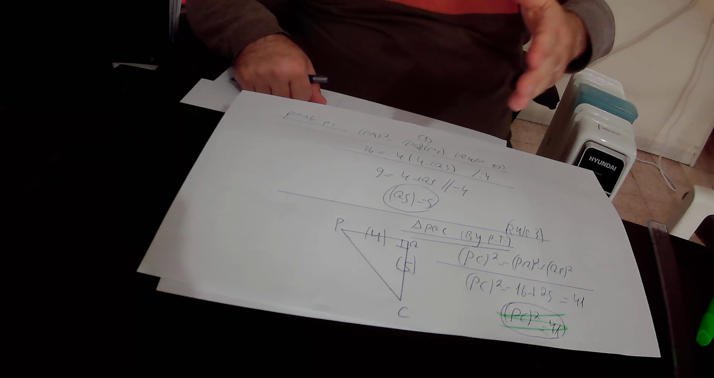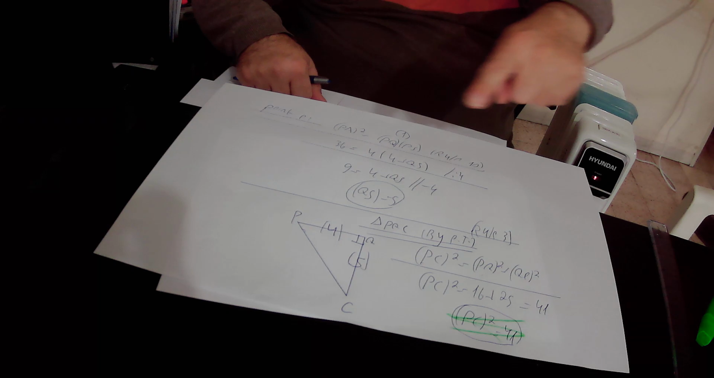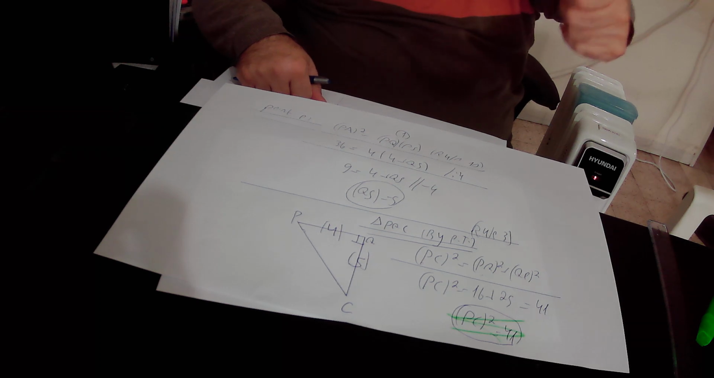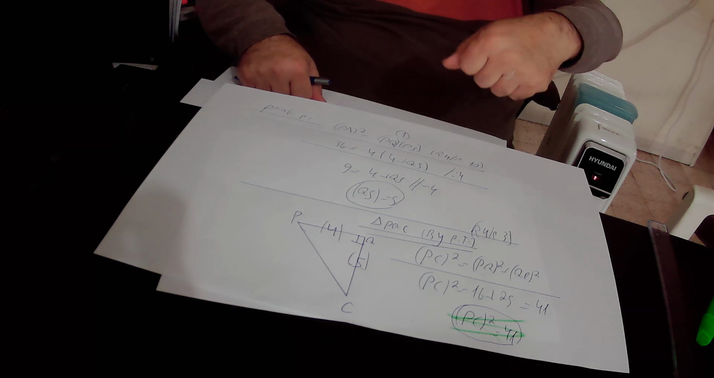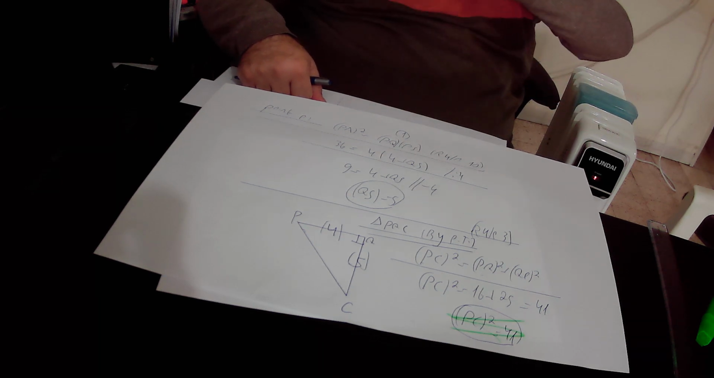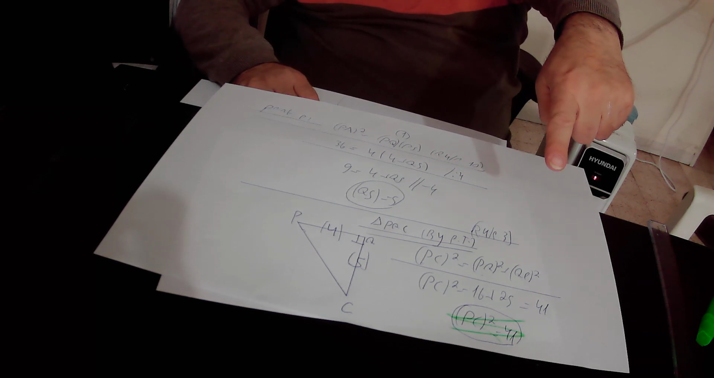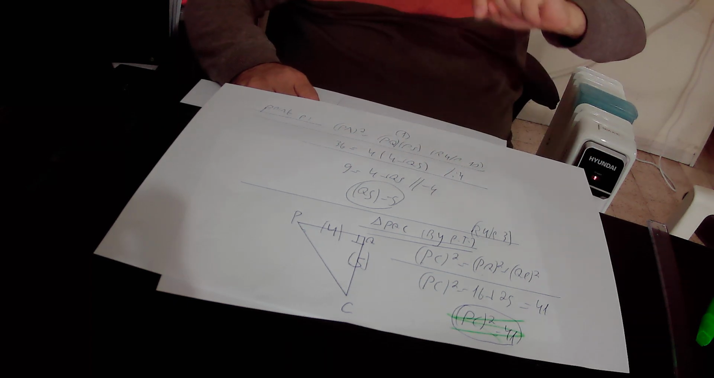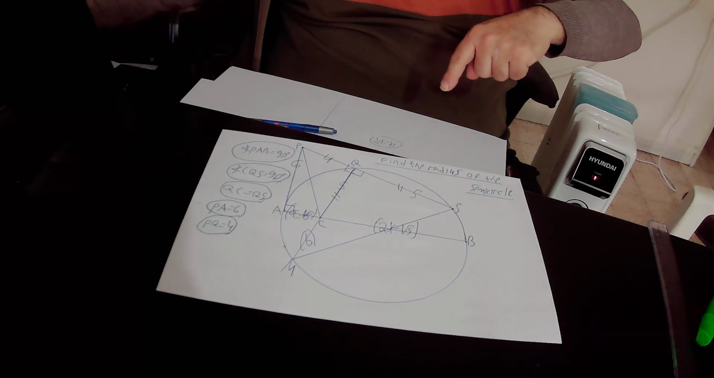According to the Pythagoras theorem, in this right triangle PQC, PC squared equals PQ squared plus QC squared. PQ is 4, so PQ squared is 16, plus QC squared. QC is 5, so QC squared is 25. So in total, PC squared equals 16 plus 25, that is 41. In conclusion, PC squared equals 41.